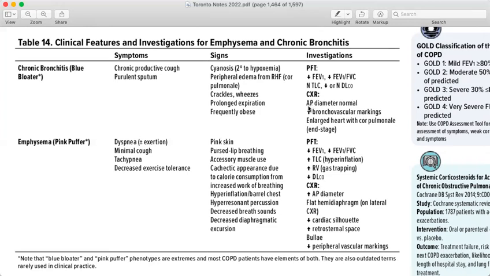But in COPD, the AP diameter is normal, with increased bronchovascular marking. Just go and see the picture of chronic bronchitis. How does the X-ray of chronic bronchitis look?